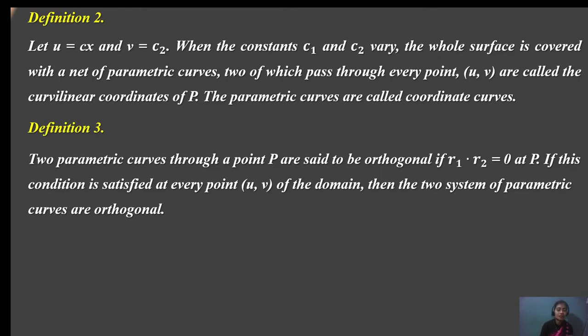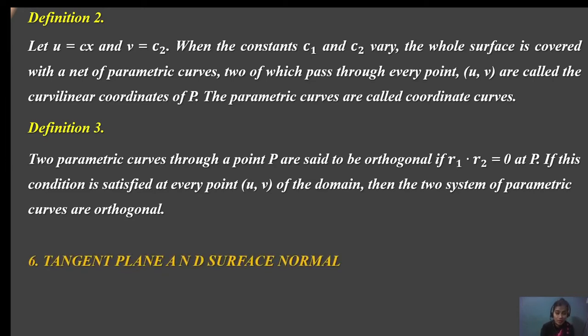That means two parametric curves at the point P are said to be orthogonal if R1 dot R2 equals 0 at point P. If this condition is satisfied at every point u and v of the domain, then the two systems of parametric curves are orthogonal. Okay, this is the definition.